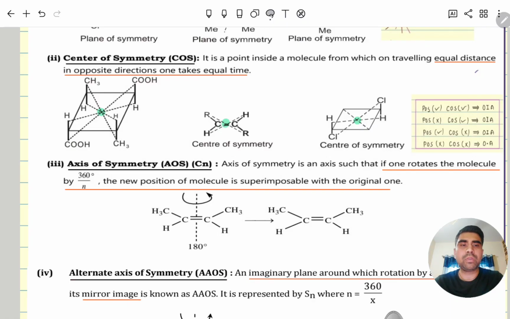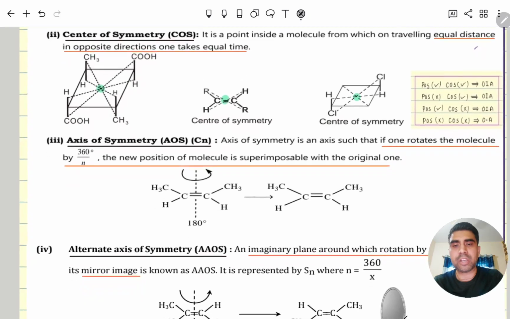If any molecule has both plane of symmetry and center of symmetry, then it is optically inactive. It will not rotate PPL light. If even one symmetry is there, either center of symmetry or plane of symmetry, in both cases it is optically inactive. When both are not available, only then will that compound be optically active.